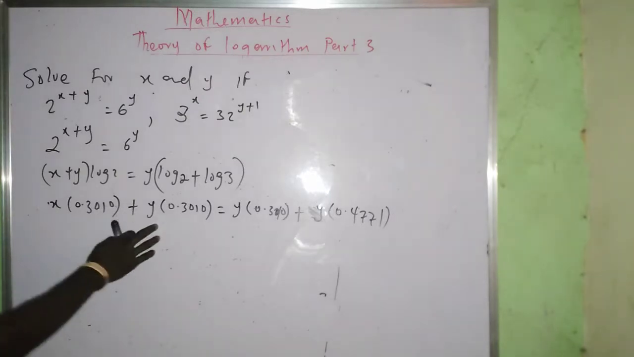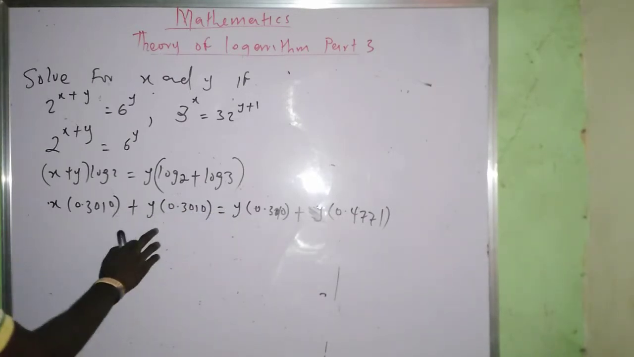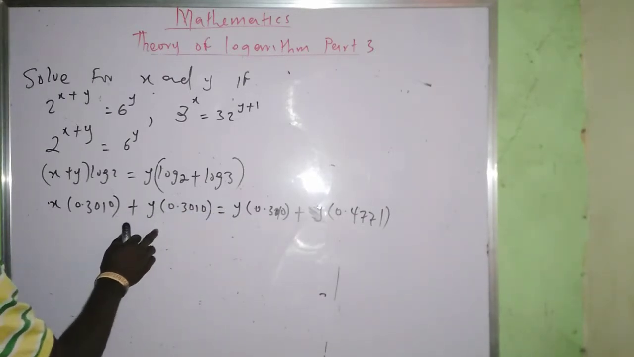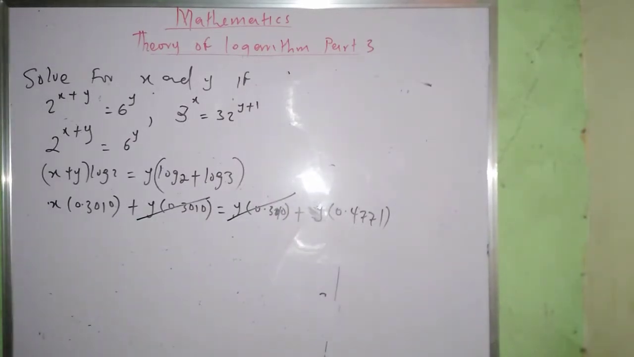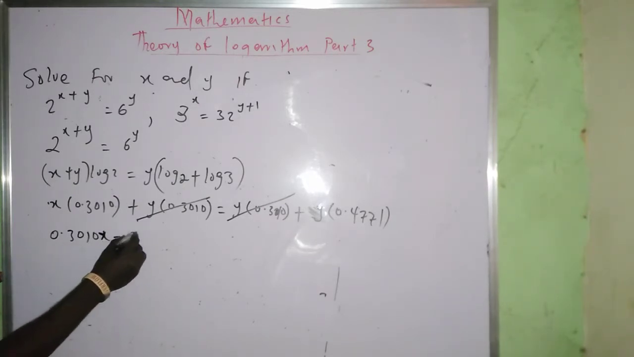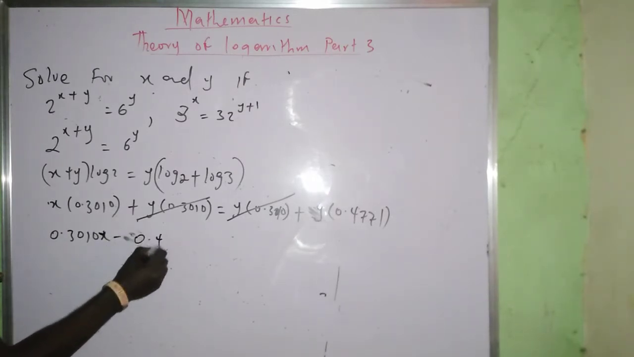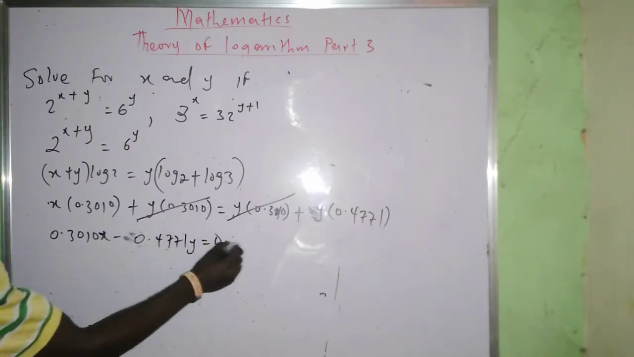Now, since I have this, I collect like terms. If I collect like terms, this and this will cancel themselves. Now, since it will cancel themselves, I'll be having 0.3010x minus 0.4771y equals 0, equation 1.